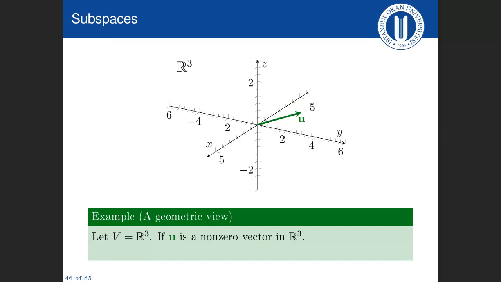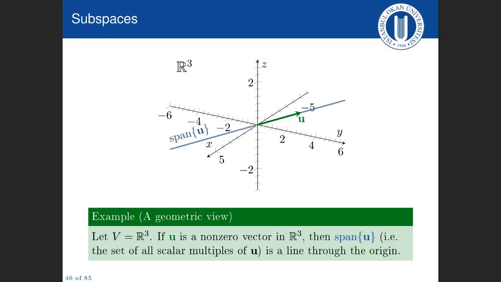Let's suppose we consider the vector space R3 with the usual addition, usual scalar multiplication, and let's let u be any non-zero vector in R3. Then the span of u, in other words, the set of all scalar multiples of u, is going to be a line through the origin, the line containing the vector u.